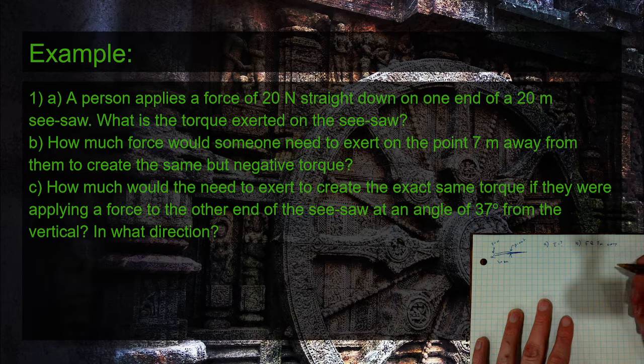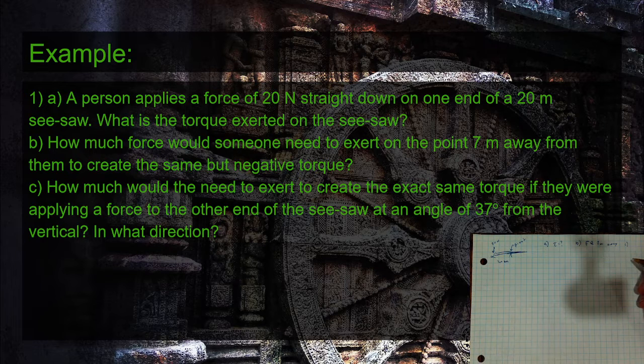And then for C, I'm missing a Y. It should say how much would they need to exert to create the exact same torque if they're applying a force on the other end of the seesaw at an angle of 37 degrees from the vertical, and in what direction. Great.